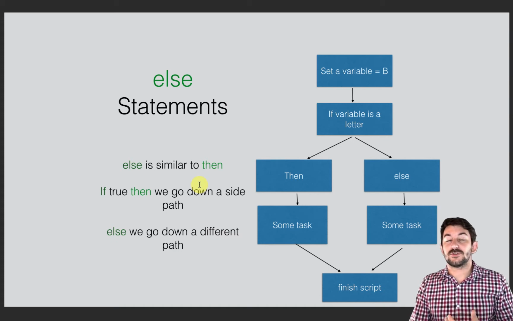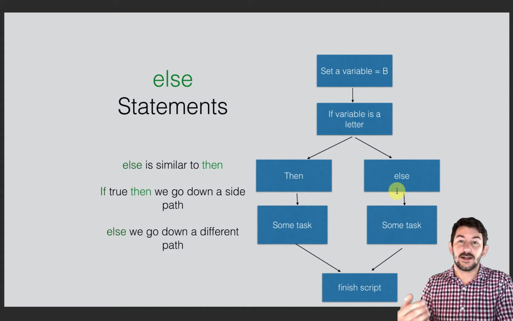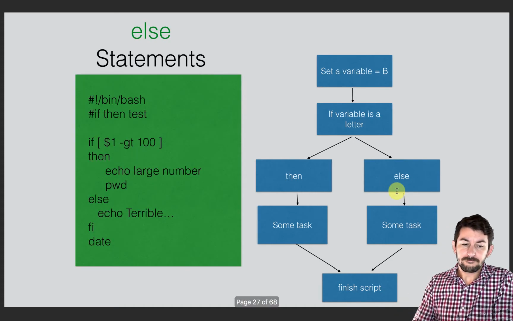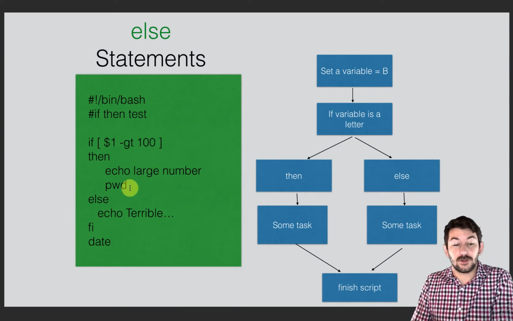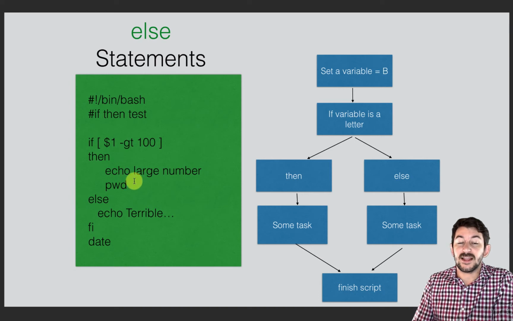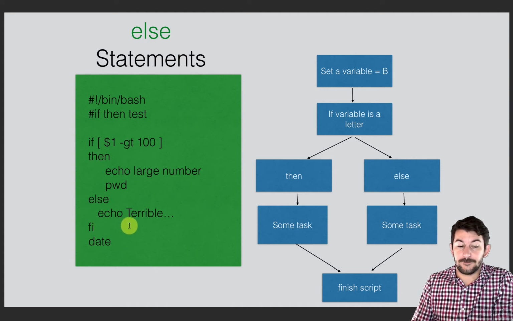And this allows you to nest these. You can have if statements within your else statement to have this branch fork pattern to do all sorts of crazy things. So here's what an if-then-else statement would look like. Here we're doing the same thing. If our variable is greater than 100, we'll echo large number, present working directory. If it's not, we will echo terrible. Then we will finish our if-then statement, and everything will do the date.